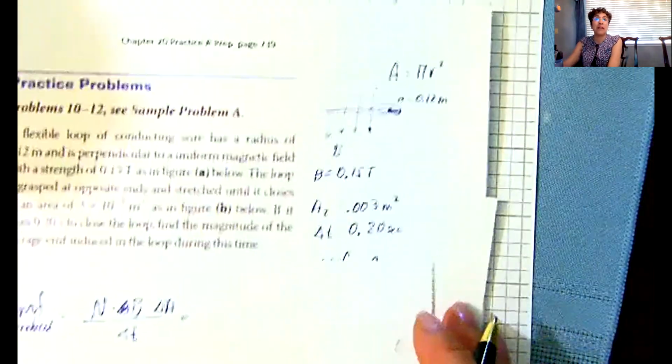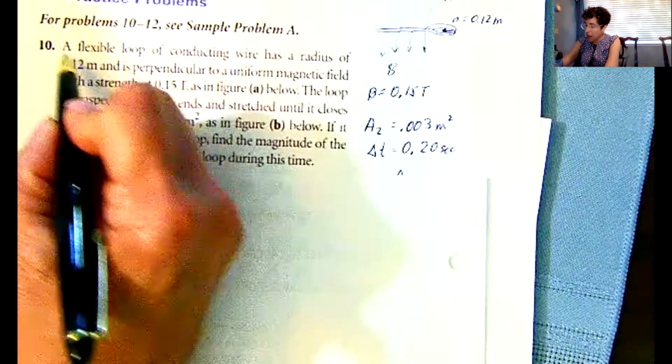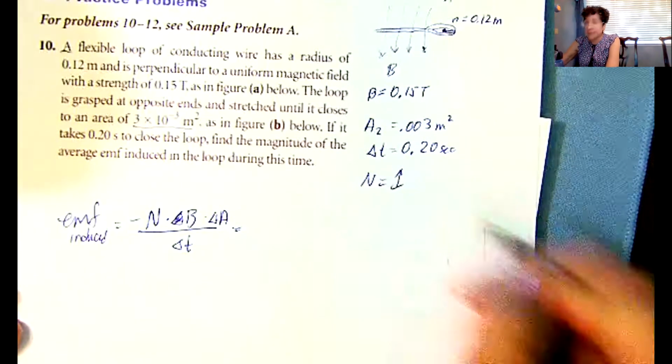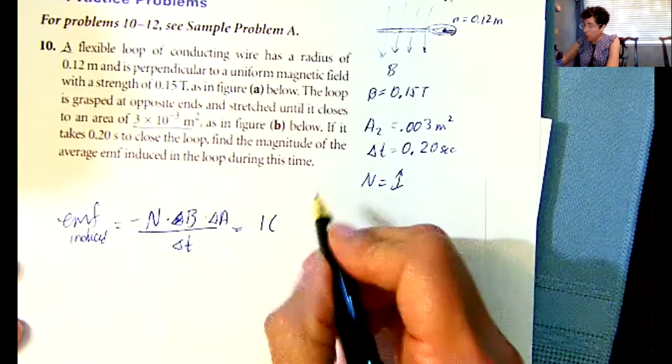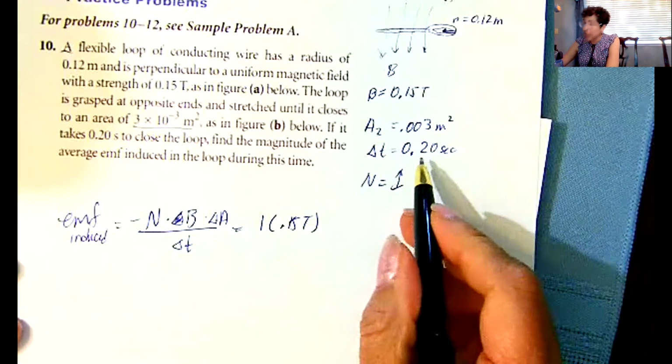There's only one loop. One loop around. I didn't tell you that there was more than one. It just said flexo loop. So we know that N is equal to 1. All right, so we have N is 1, and then B is 0.15 Tesla, and change of area.